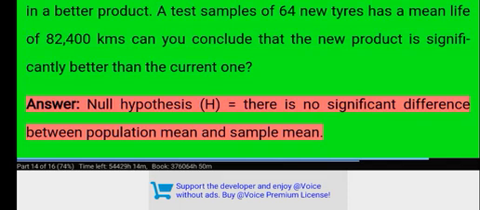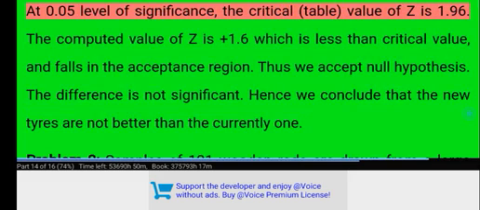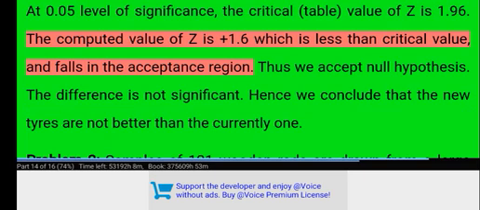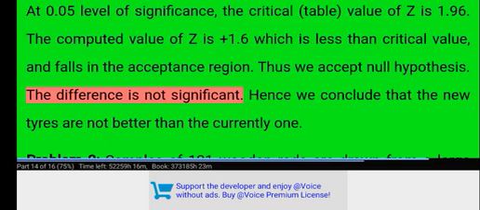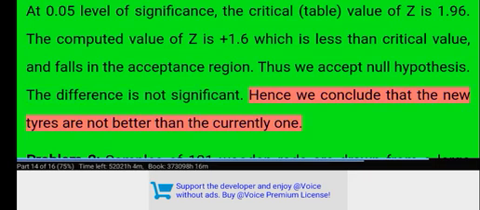Answer. Null hypothesis H0: there is no significant difference between population mean and sample mean. At 0.05 level of significance, the critical table value of Z is 1.96. The computed value of Z is plus 1.6, which is less than critical value, and falls in the acceptance region. Thus we accept null hypothesis. The difference is not significant. Hence we conclude that the new tires are not better than the current one.